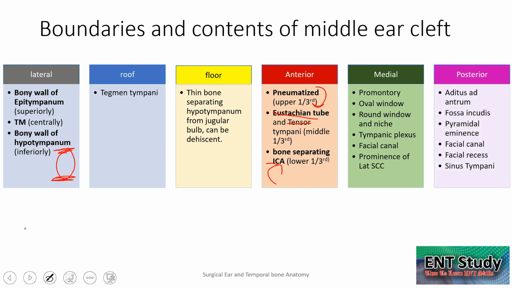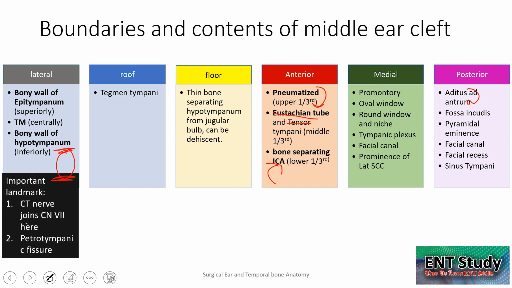Posteriorly, we have other important structures known as the aditus to antrum, the fossa incudis, the pyramidal eminence, the facial canal, recess, and sinus tympani. The important landmark at the level of the lateral boundary of the middle ear cleft has a petrotympanic fissure through which the chorda tympani nerve is going to join the cranial nerve 7.